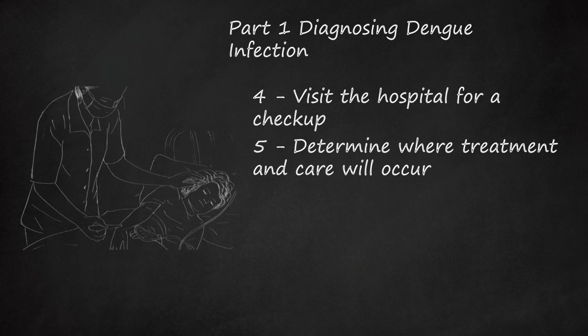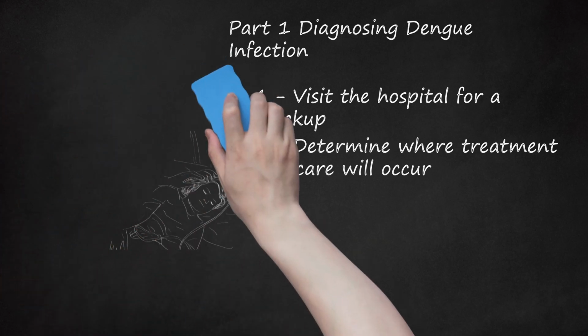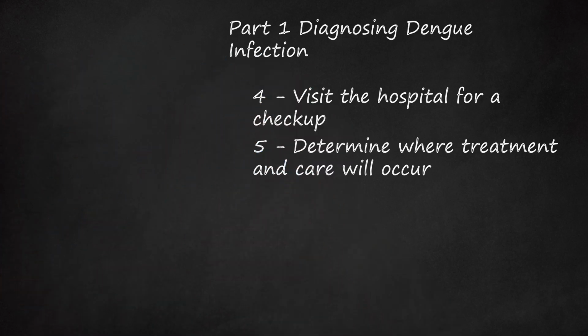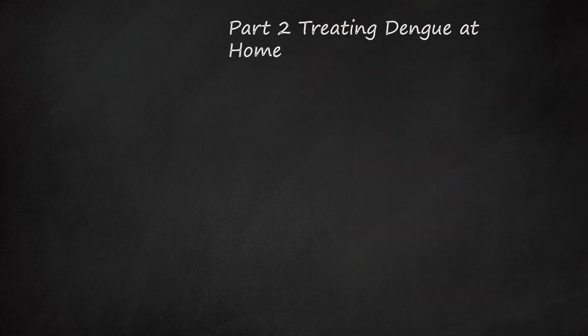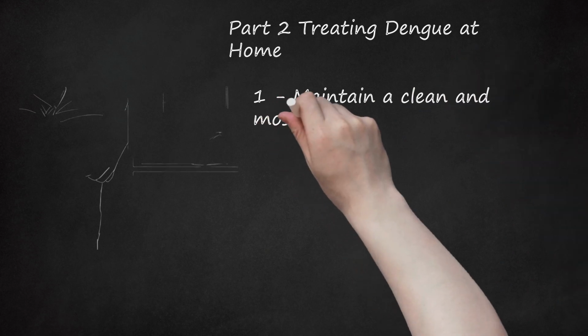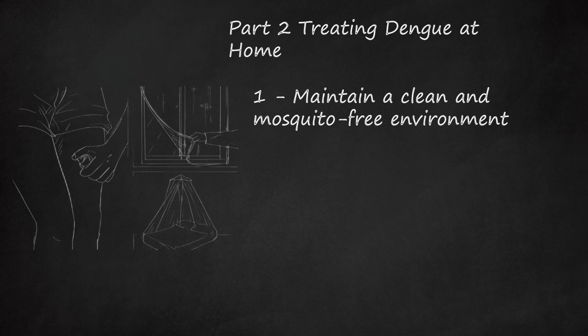Note that there is no specific medication or cure for dengue. Treatment mostly focuses on treating the symptoms of dengue. Part 2: Treating dengue at home. 1. Maintain a clean and mosquito-free environment. While treating dengue patients at home, it's important to prevent further contact with mosquitoes because the infection can spread from person to person via mosquitoes. In other words, controlling mosquitoes is key to preventing others from becoming ill.